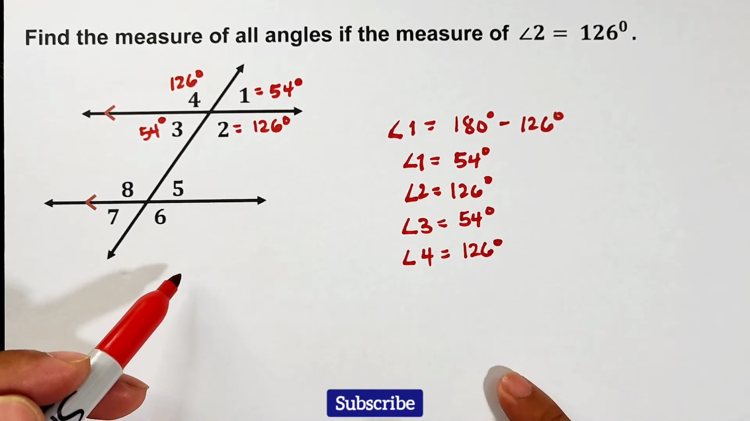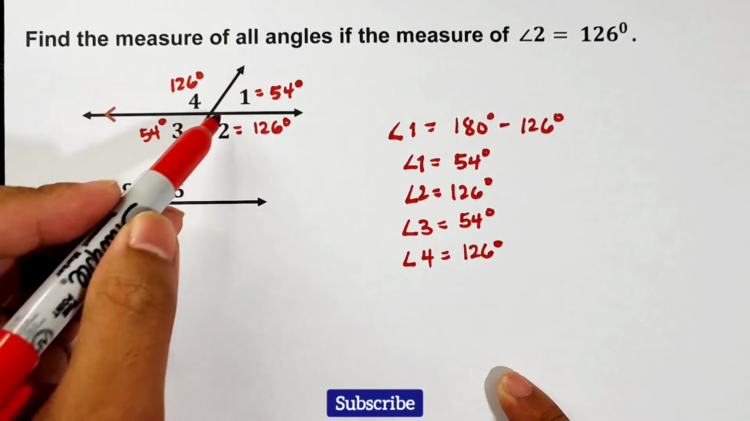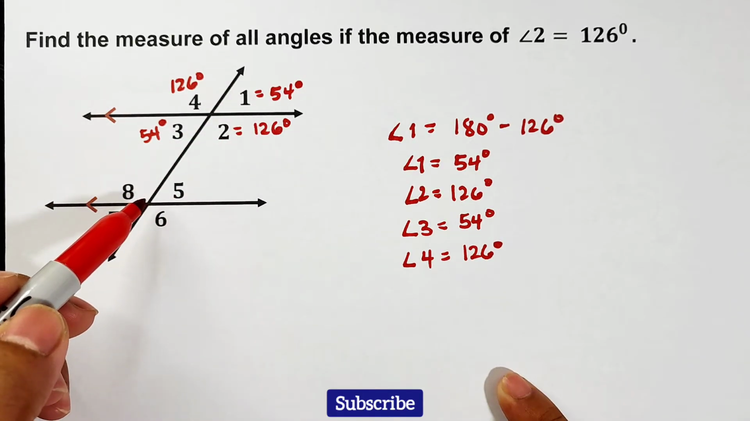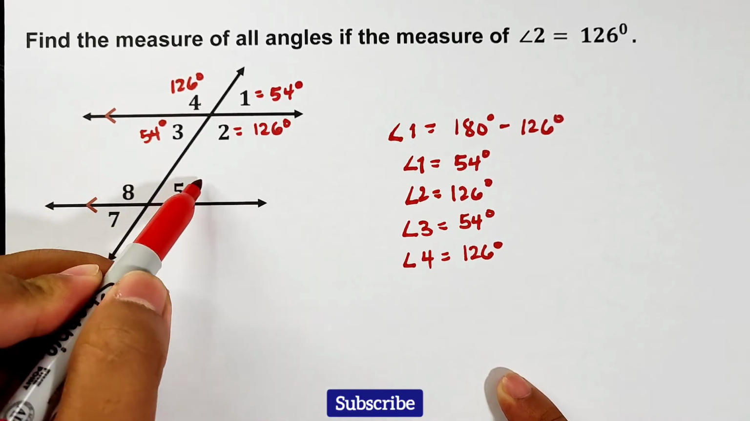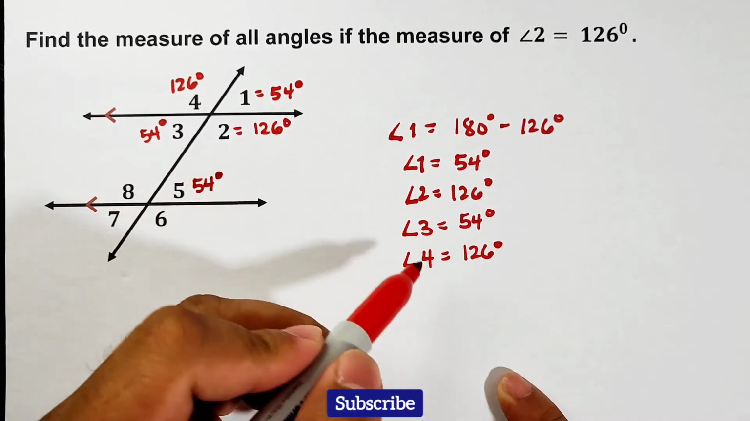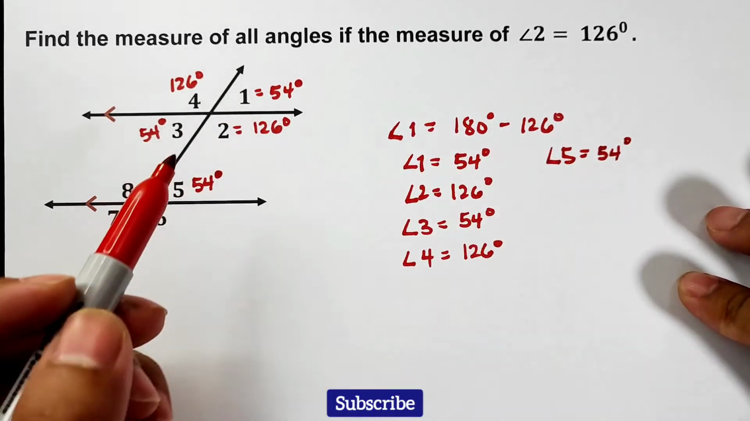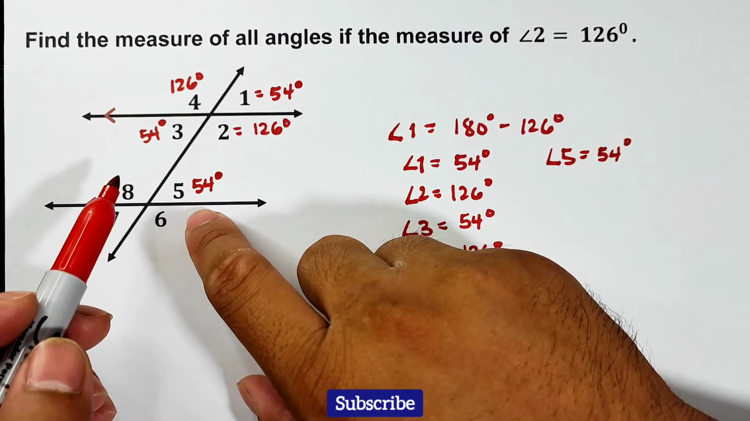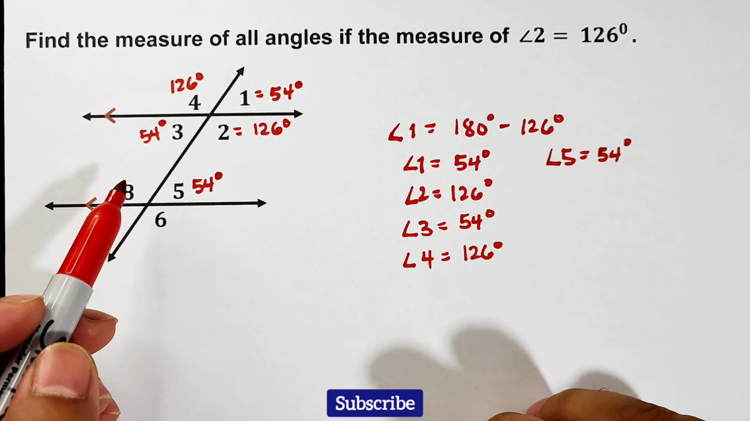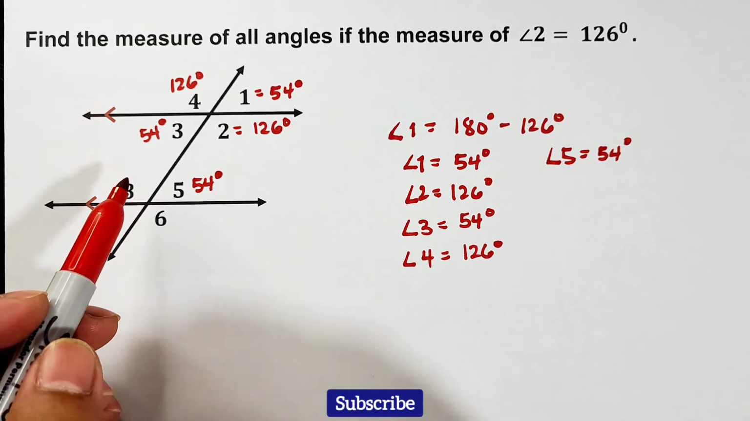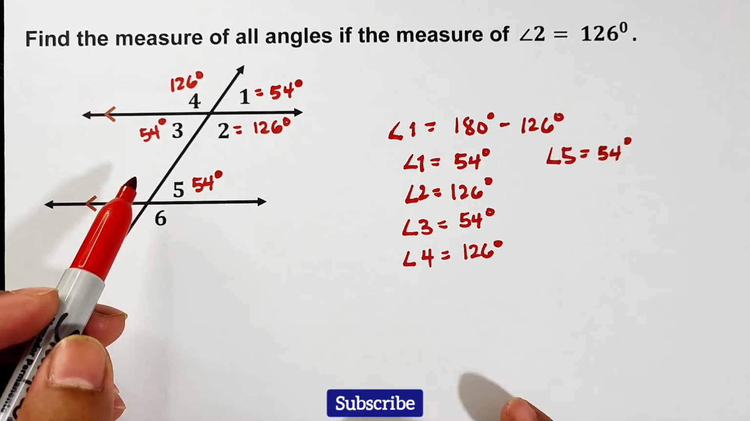Let's continue. Now, in this case, if you want to calculate angle 5, it is equal to angle 1. The reason is that they are corresponding angles. And remember, corresponding angles are congruent. This is 54 degrees, so your angle 5 is 54 degrees. Another reason why angle 5 is 54: if you pair it up with angle 2, these two angles are same side interior angles. And same side interior angles are supplementary. And as you can see, when you add them, that is equal to 180 degrees.